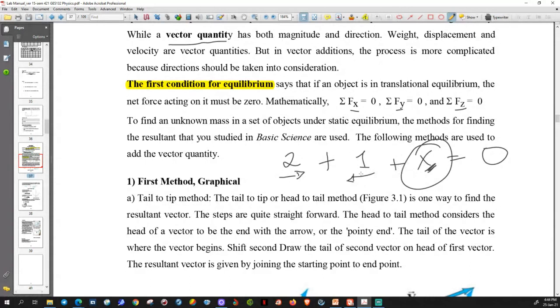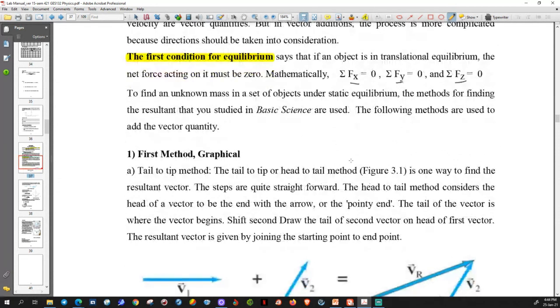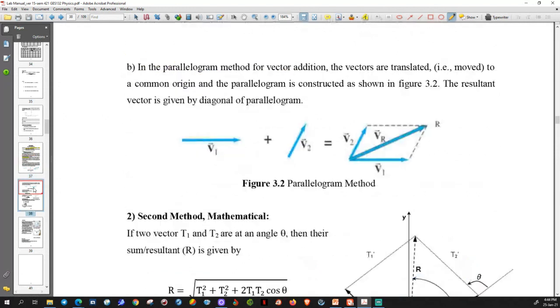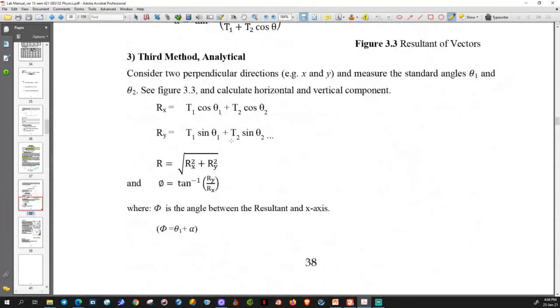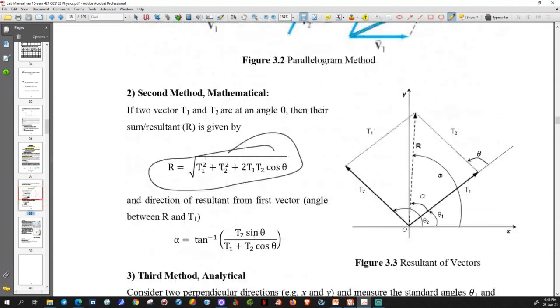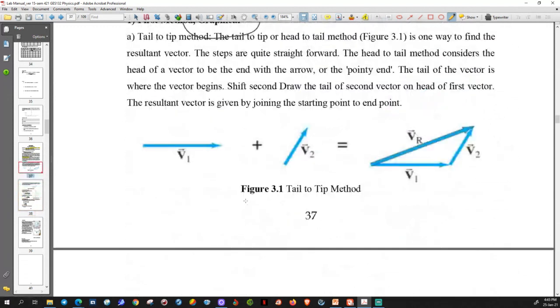We will use three different methods today. The first one is the graphical method. The second is the mathematical method, using a given equation. And the third is the analytical method, which is breaking down the x and y components of each vector and then finding the total. So let's start with the graphical method.